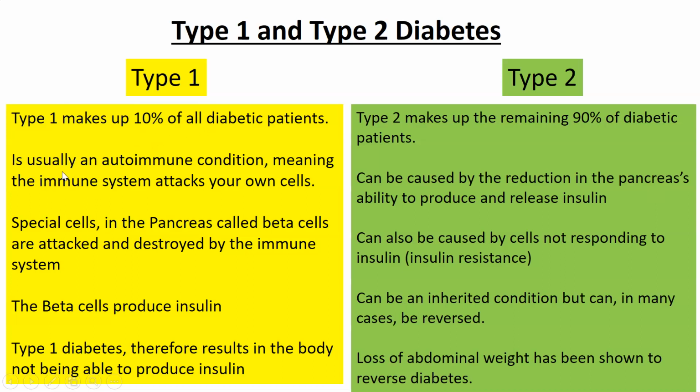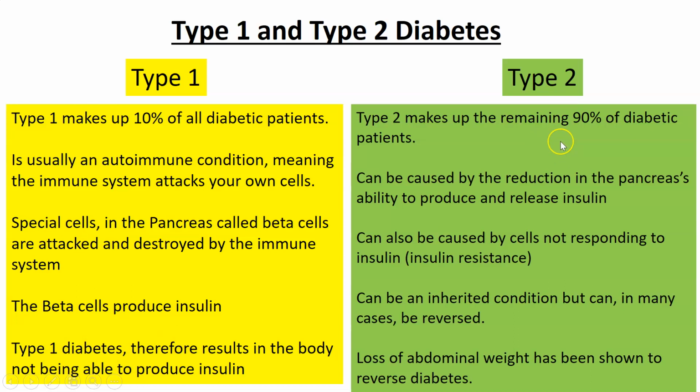This is usually what we call an autoimmune condition, meaning that your own immune system attacks your own cells. There are special cells in the pancreas that produce insulin, called beta cells, and for some reason your immune system recognizes them as dangerous and foreign, and starts to attack them. Remember, those beta cells were involved with producing insulin. So you destroy those, and therefore you can't produce insulin. This tends to happen at an early age, when you're born or at a very early age. This is type 1 diabetes.